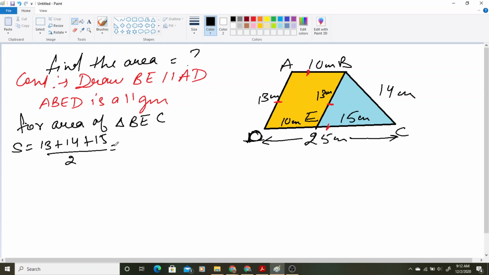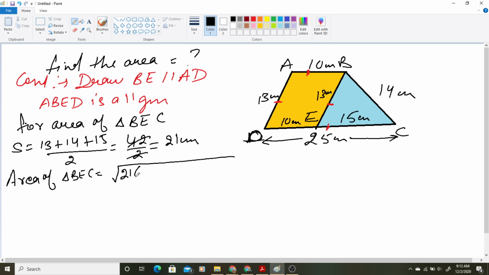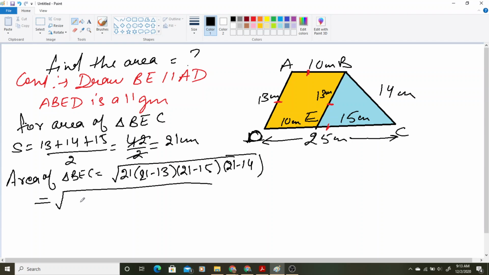13, 14, 15. So 15, 15, 30, 30, 42 divided by 2, it will be 21 centimeter. That means S is 21. So we can find its area. Area of triangle BEC. So it will be under root 21, 21 minus 13, 21 minus 15, 21 minus 14. Okay. So it will be under root 21 multiply 21 minus 13, it will be 8, 21 minus 15, it will be 6, 21 minus 14, it will be 7.